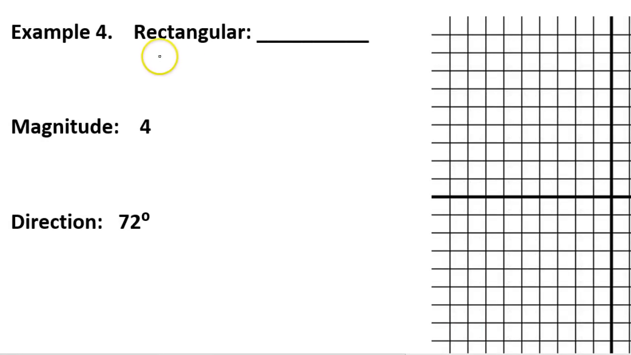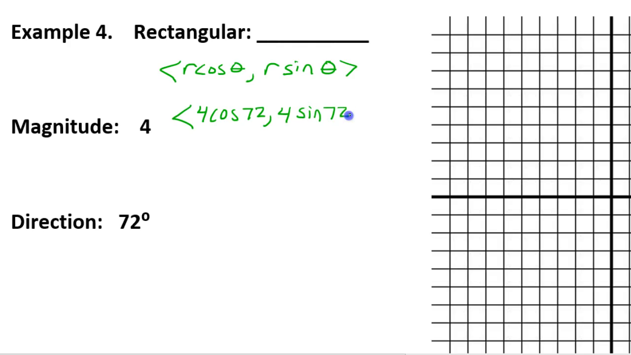Alright, let's do one more example. We are given the magnitude and the direction. So again, if I want to find the rectangular coordinates or component form, it's going to be r cosine theta will be the horizontal component, and r sine theta will be the vertical component. I'm using r to represent the magnitude of the vector. So this would be 4 cosine 72, and this would be 4 sine 72.